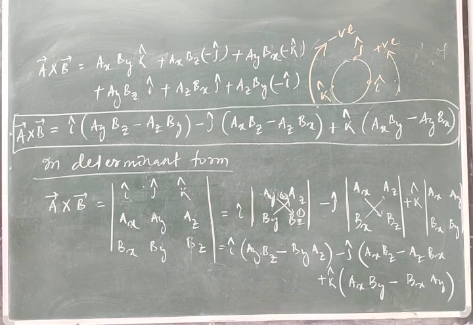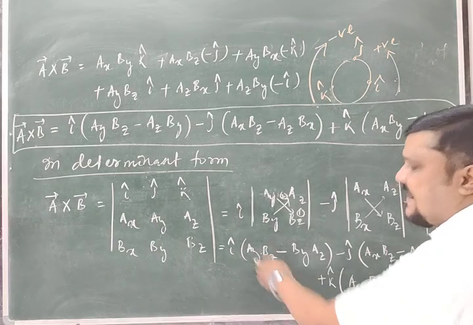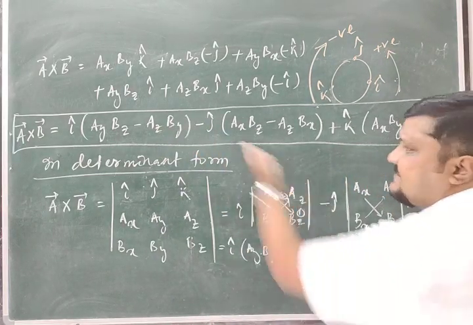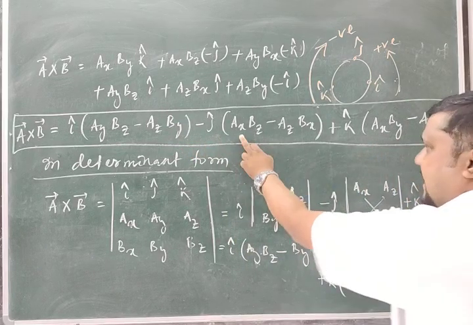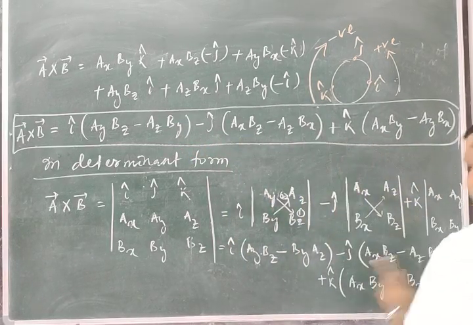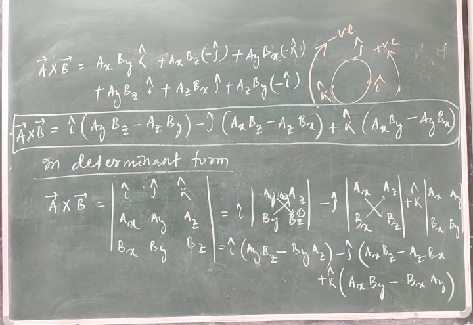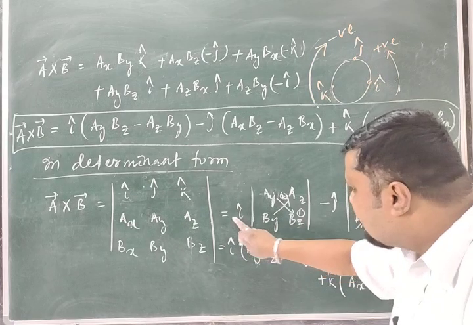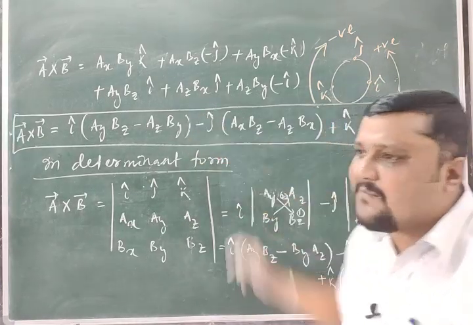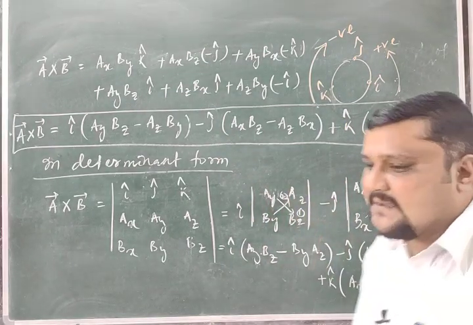Now you check, does this result match with this one? ay bz minus az by, or by az, both are the same thing. Minus j cap, ax bz minus az bx, plus k cap, ax by minus bx ay. That's why I told you to write the sequence like plus, then this is minus. That's why I have taken minus j cap common, so that it is easy to remember. Always multiply like this. Clear?